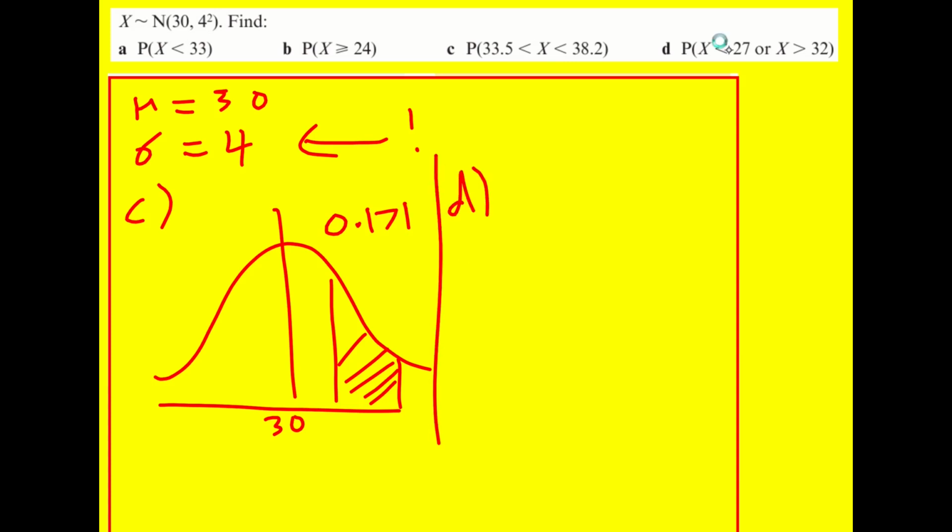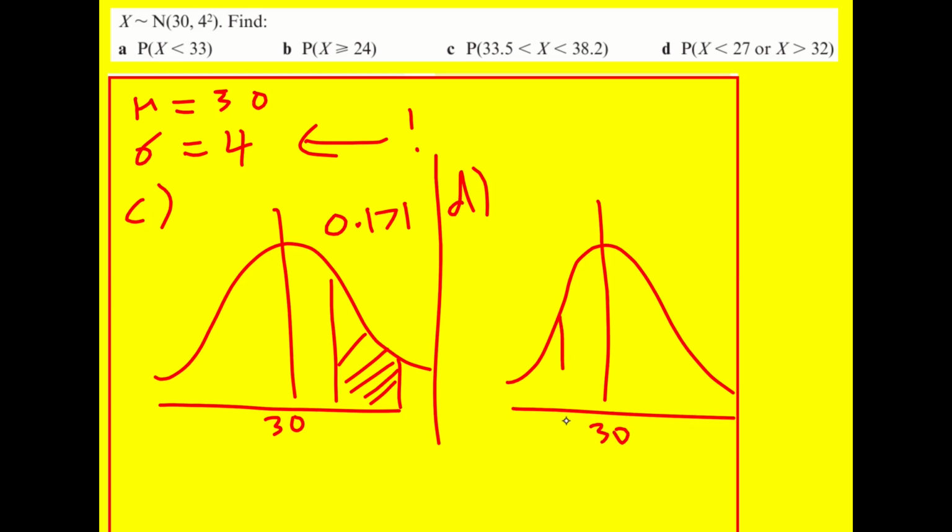And finally, okay, haven't encountered this with a normal distribution yet. It's an OR probability. So I've got my 30, I've got 27 here, I've got 32 here. I'm interested in it being here or here. So I've got a bit to do now.